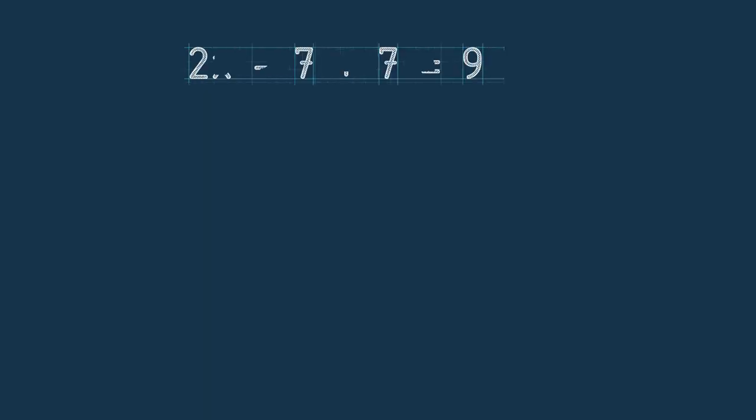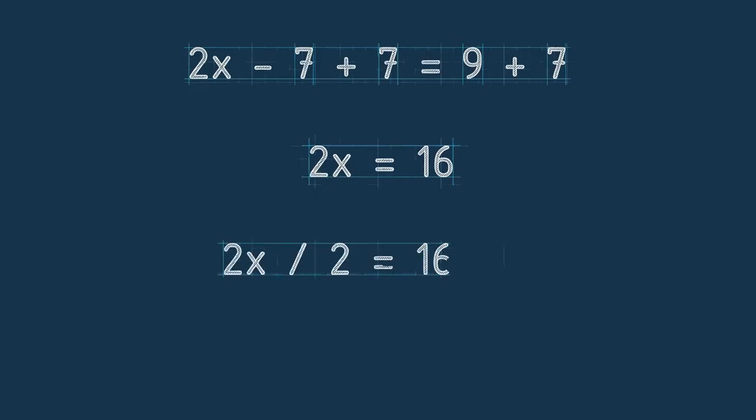Next, undo the minus 7 by adding 7 to both sides. 9 plus 7 equals 16, so 2x equals 16. Divide both sides by 2. 16 divided by 2 equals 8, so x equals 8.